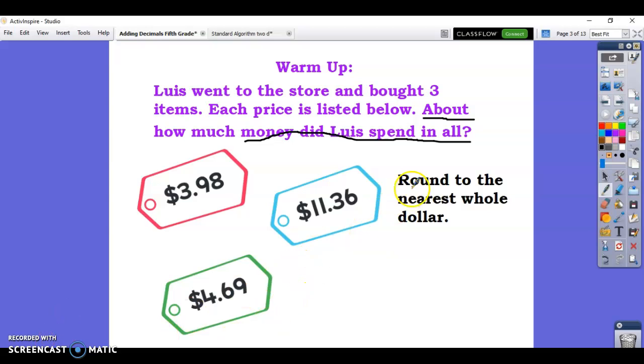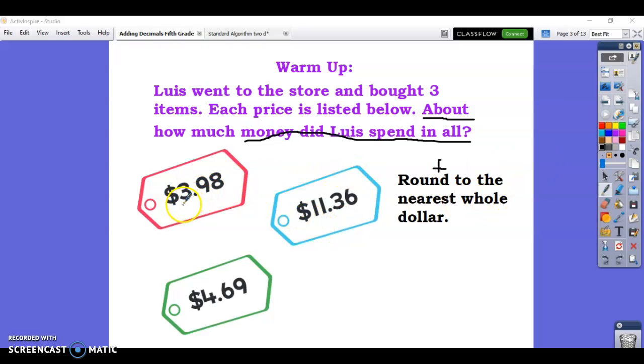What I want you to do is pause the video here and see if you can round each of these numbers to the nearest whole dollar. And then it says how much did he spend in all. That means that we are going to be adding.